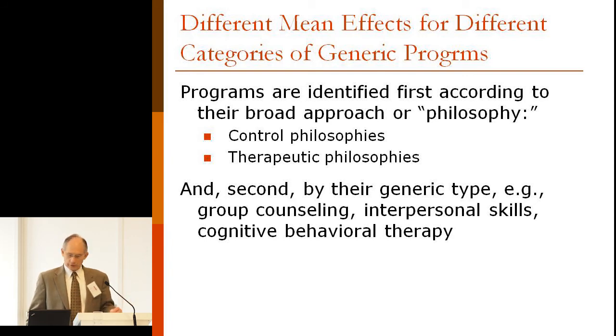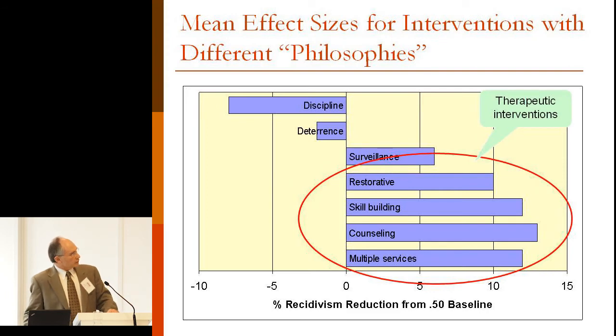average effects for different approaches. We've struggled over the years on how to categorize these programs because they all have multiple elements. Generally now we're differentiating broad philosophies, what we call the control philosophies and the therapeutic philosophies, and then drilling down within those into different program types. Looks something like this.